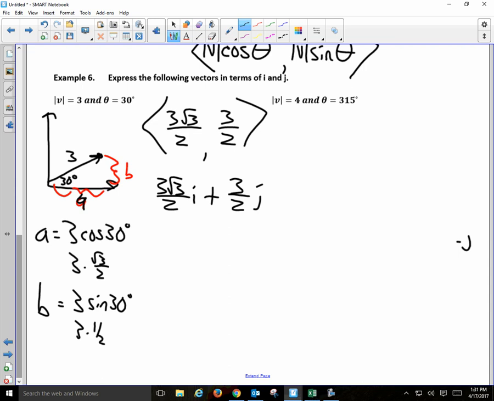Both are the same. I will never ask for ij on the test. I'm only showing you because your book uses that terminology.